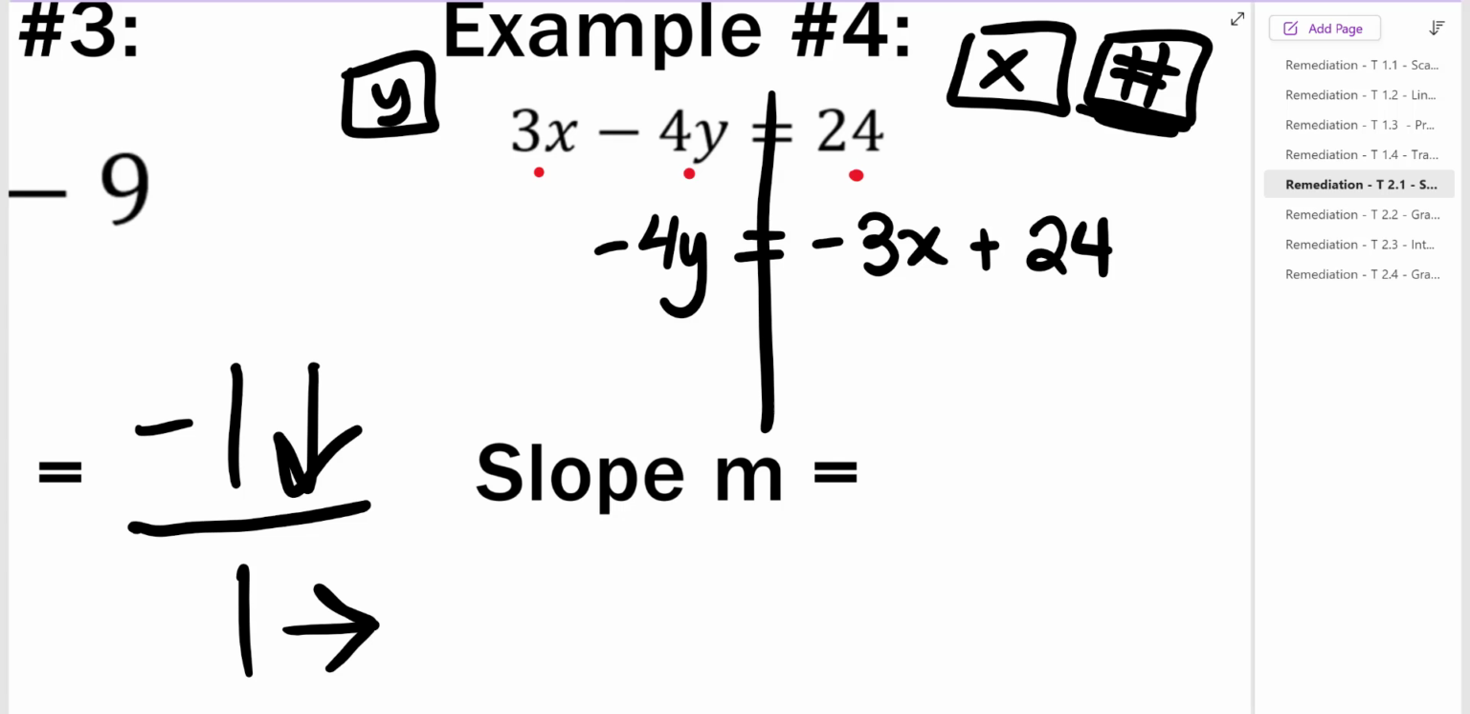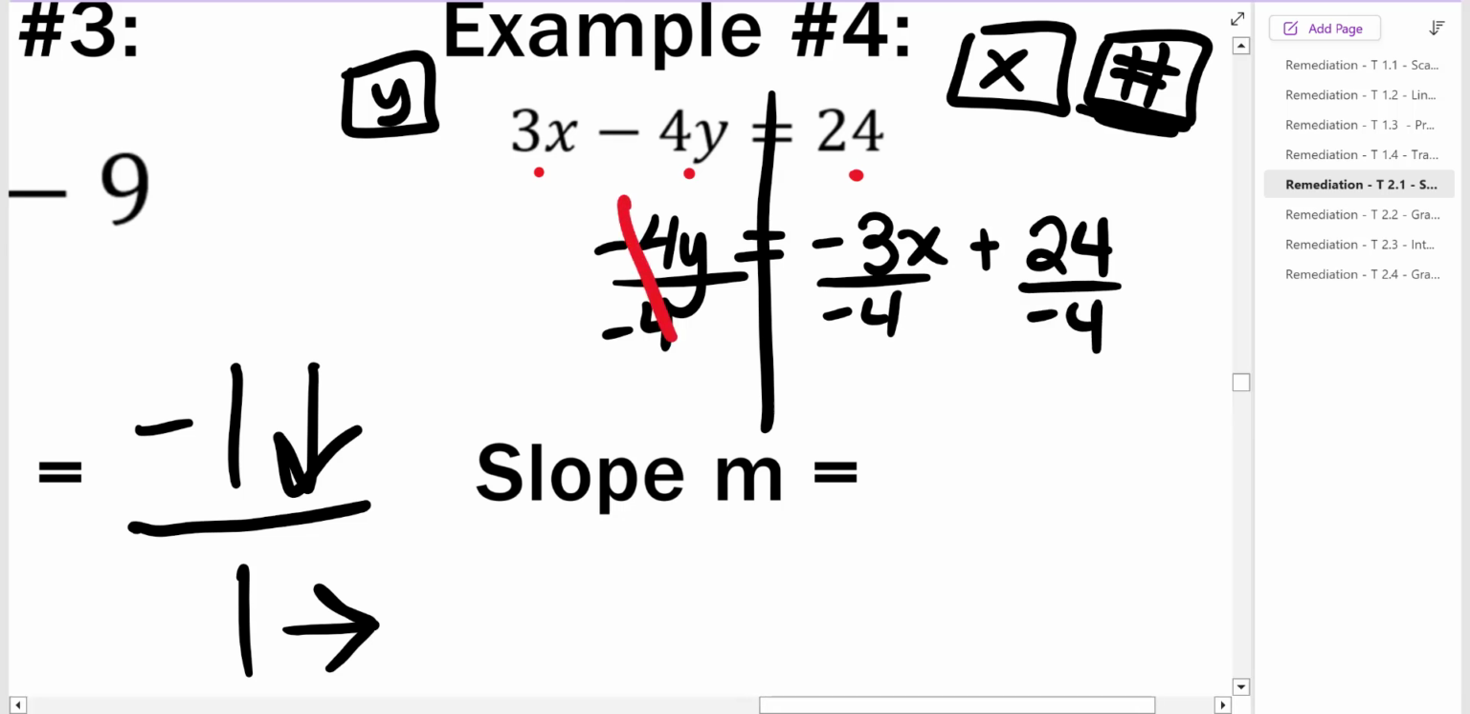Okay, now I'm close to the answer. I need y alone, so goodbye, what number? Si yo quiero la y sola, ¿qué número necesitamos eliminar? Adiós, ¿qué número? So if we want the y alone, what number are we eliminating? Negative 4. Goodbye, negative 4, and goodbye, negative 4. So eliminate. Y is alone.